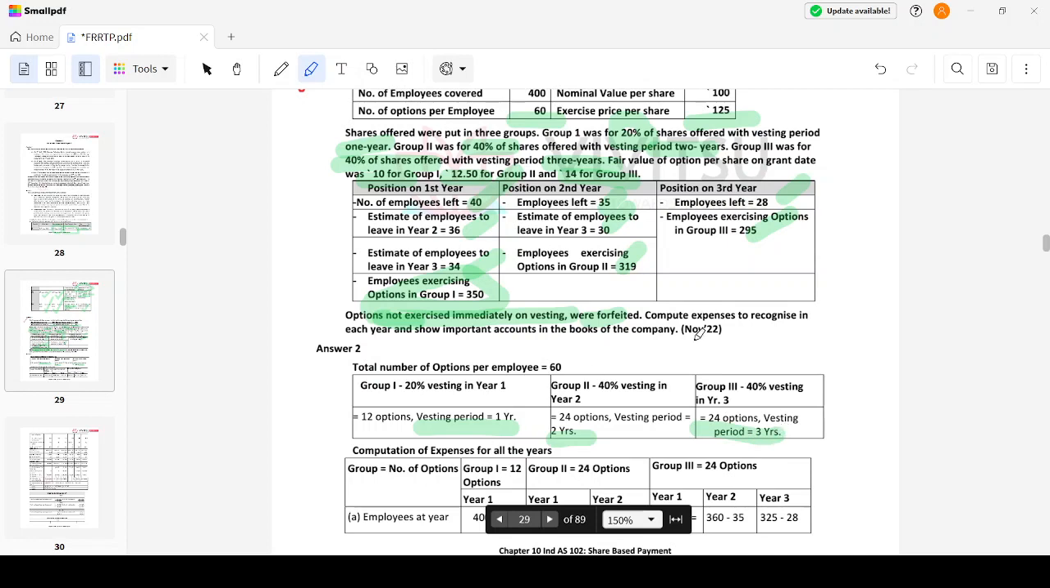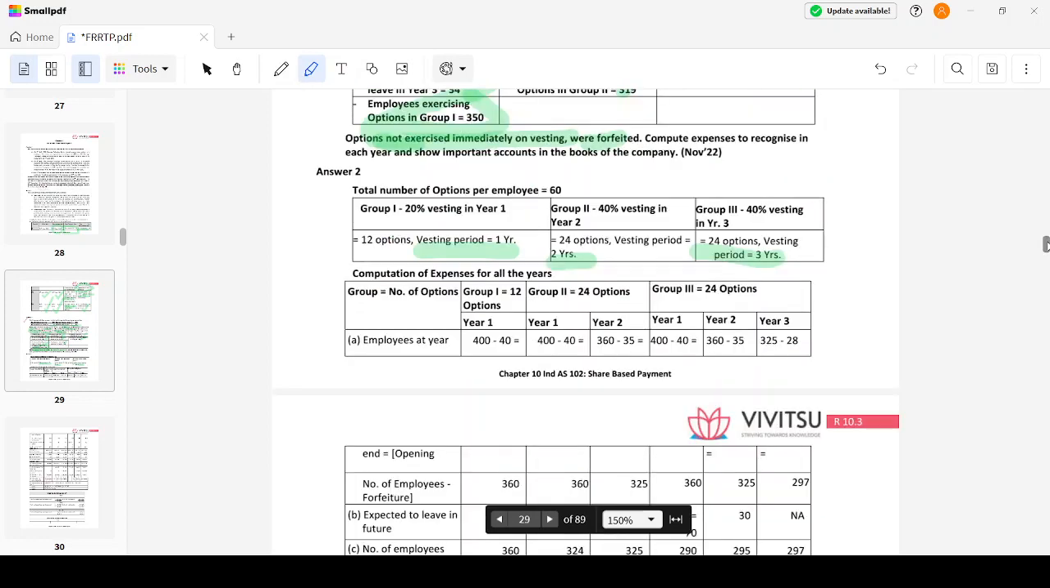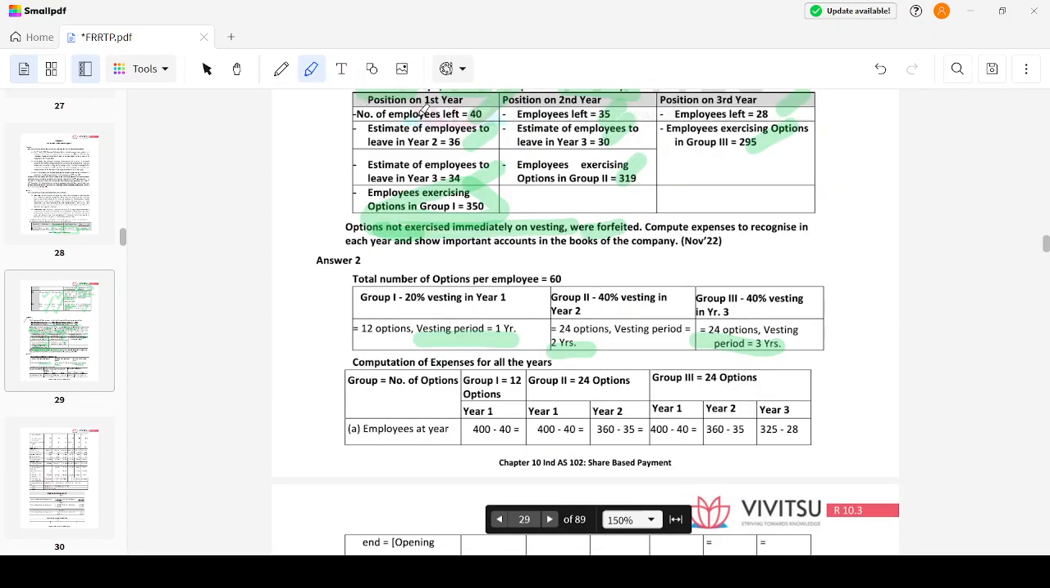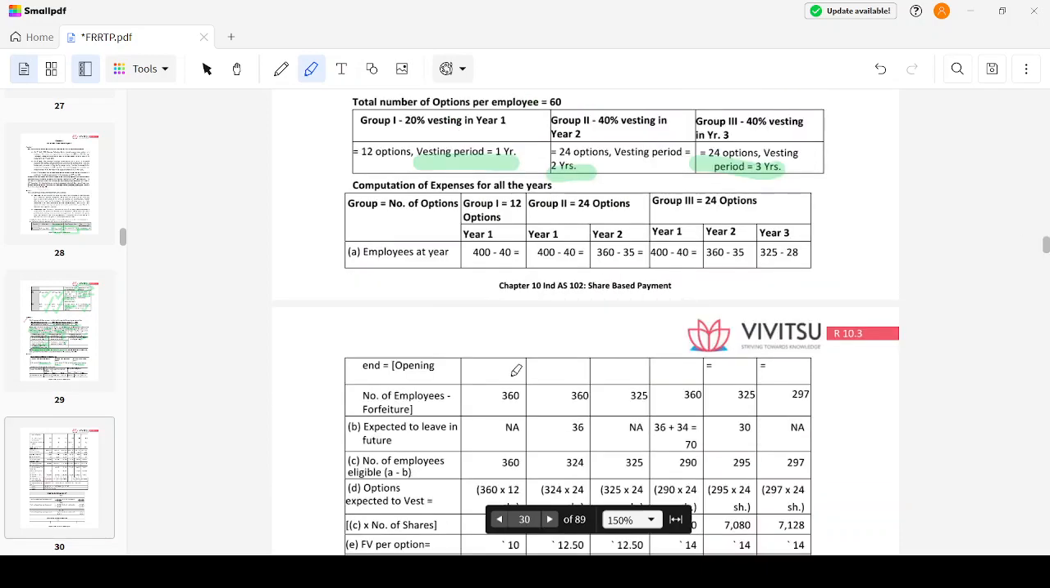Now, computation of expense. Group 1, Group 2, Group 3. For the first one, we'll complete Group 1. It's very simple, right? So, number of options. Employees at the year end. So, who are there for the first year? Because Group 1's vesting period is only 1 year. So, how many employees left? 40 employees left. So remaining employees will be 360.